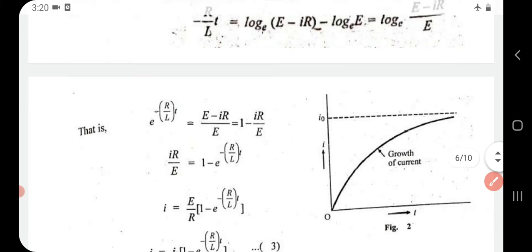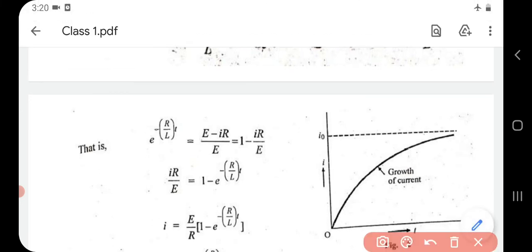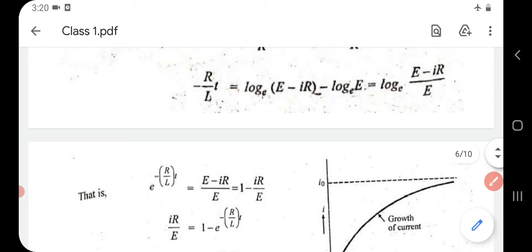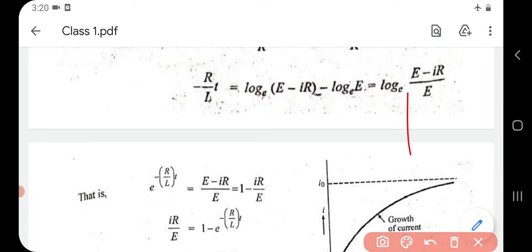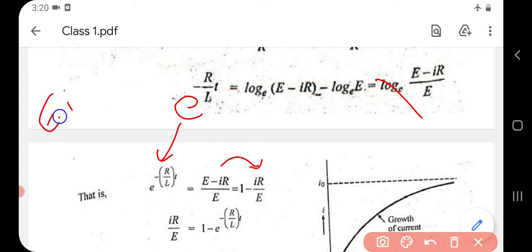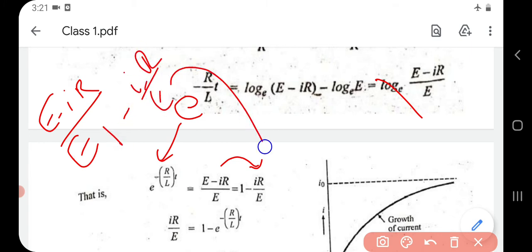Now, another simple step. What are you going to do next? You got the expression as minus R by L t equal to logarithm to the base e of E minus iR by E. Now just take the exponential. So this will become e raised to minus R by L t, and here the log will go, so it will be E minus iR by E. You are dividing each of these terms by E, so E by E is 1, minus iR by E. That is what is written here.